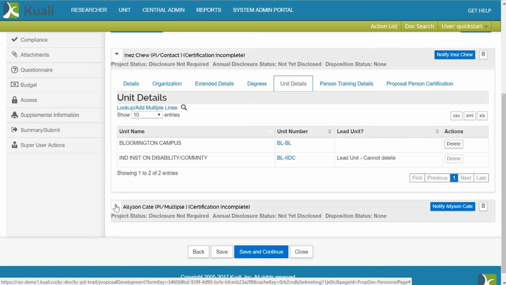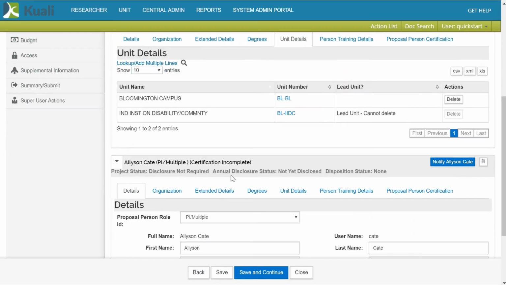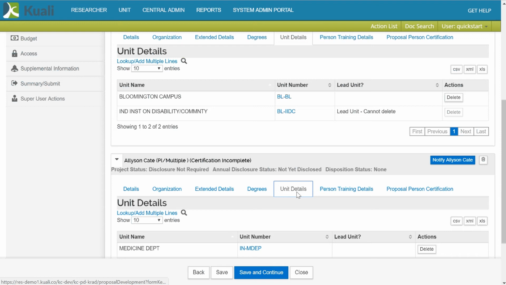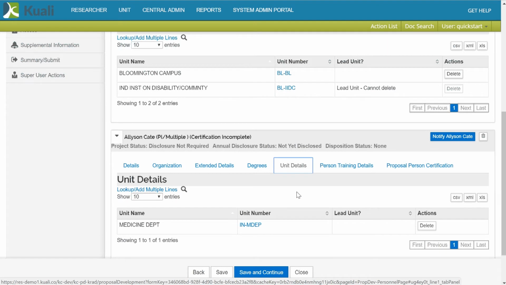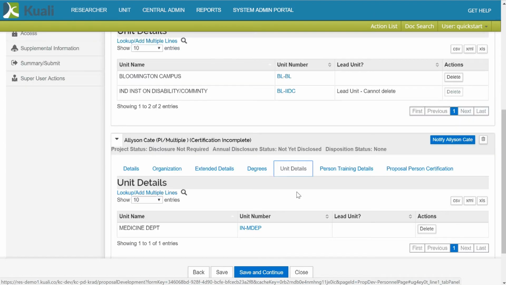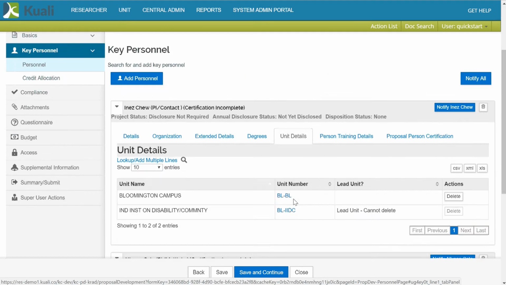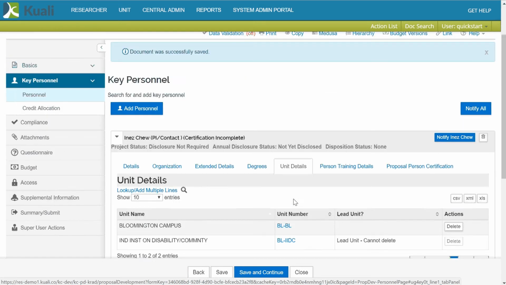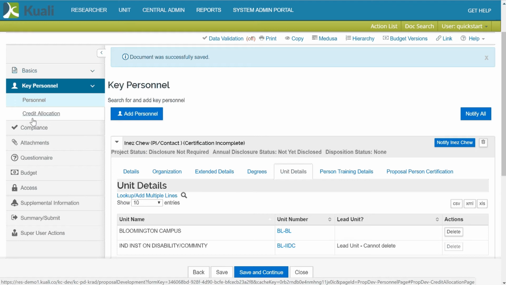If we go down and look at Alice and Kate, Allison just has the medicine department listed because that is Allison Kate's primary unit, and it was pulled in when Allison was added to this proposal. So we know what the unit makeup looks like, and this is good. We have someone with multiple units, so we'll be able to demonstrate the fullness of the credit allocation functionality. So now we're going to go to credit allocation.